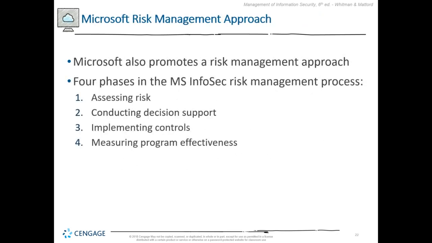Microsoft also has its own risk management approach. Microsoft defines risk as the probability of a vulnerability being exploited in the current environment, leading to a degree of loss of confidentiality, integrity, or availability of an asset. So Microsoft has 4 phases in the security management approach: assessing risk, conducting decision support, implementing controls, and measuring program effectiveness.